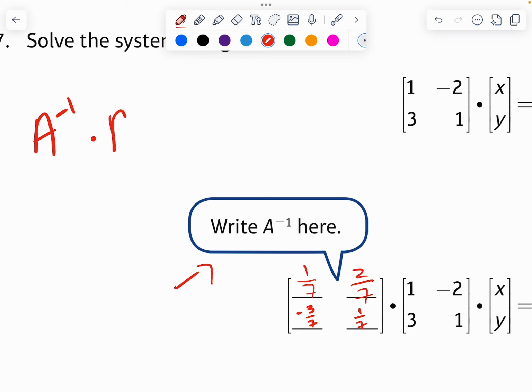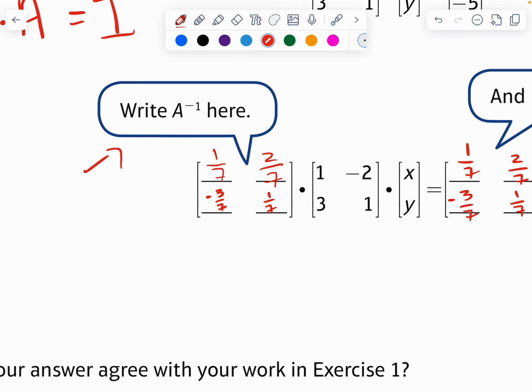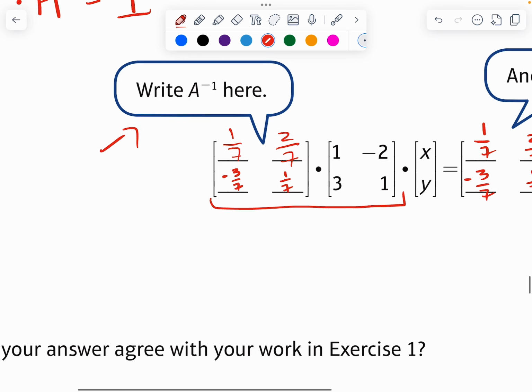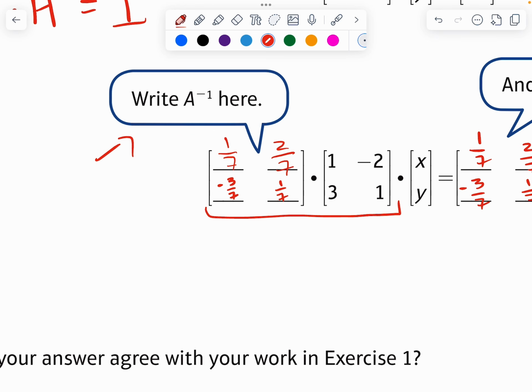Now, the whole point that I told you about a minute ago is when we take the inverse and multiply it by the original matrix, you're going to get the identity. So when I multiply these two together right here, I should come up with the identity. So let's multiply those two together. I'm going to take 1/7, 2/7, -3/7 and 1/7.